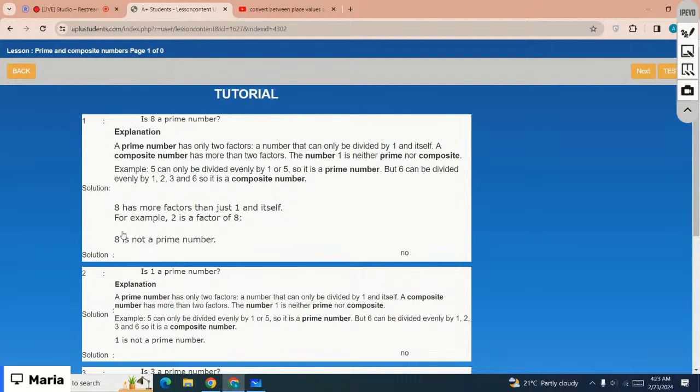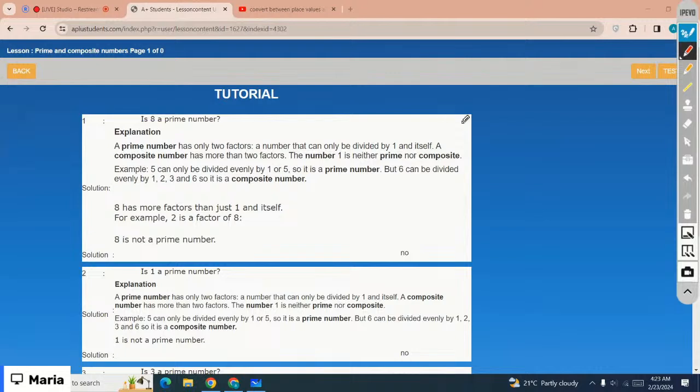The question is, is 8 a prime number? Yes or no? You need to find the ways that can make 8, right? So 8 times 1 is 8 and 2 times 4 is 8, right? So 1, 8, 2 and 4 are the factors of 8. They are more than two factors, right? So that means this isn't a prime number. 8 is not a prime number. The correct option is no, it is not a prime number.